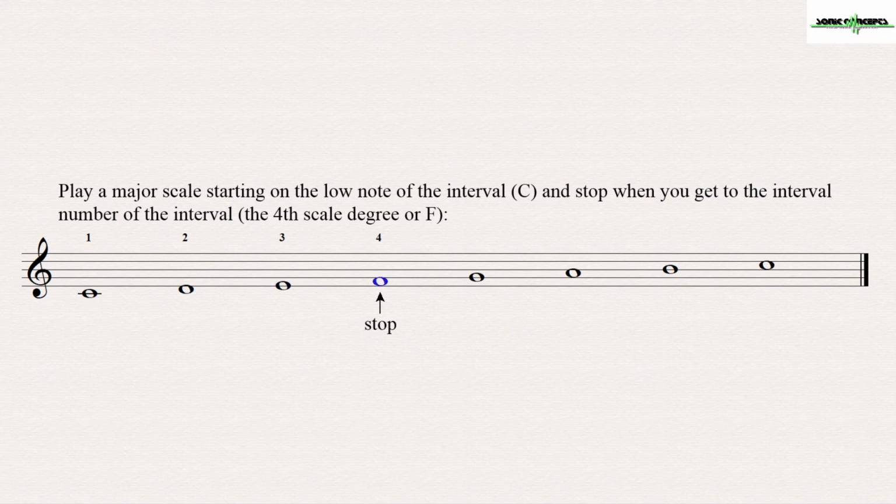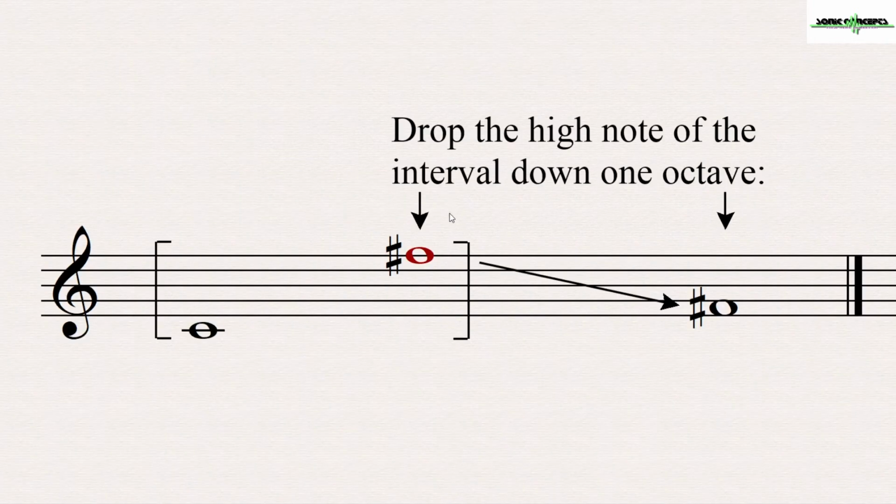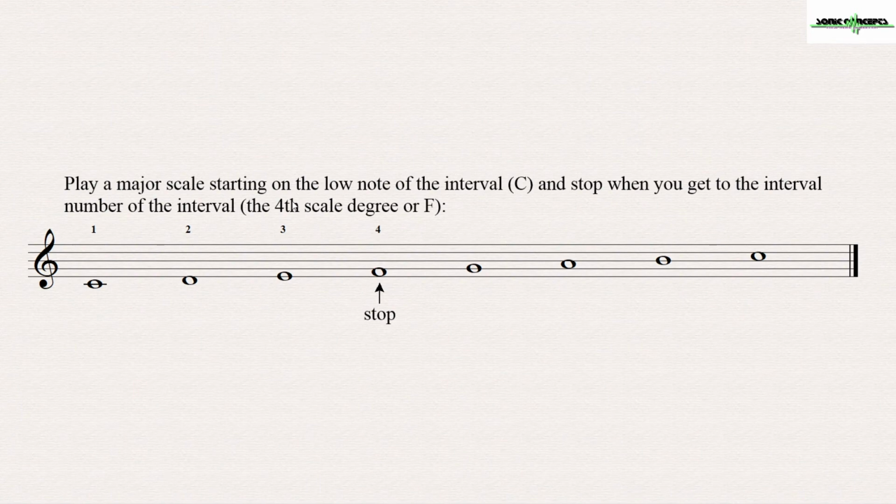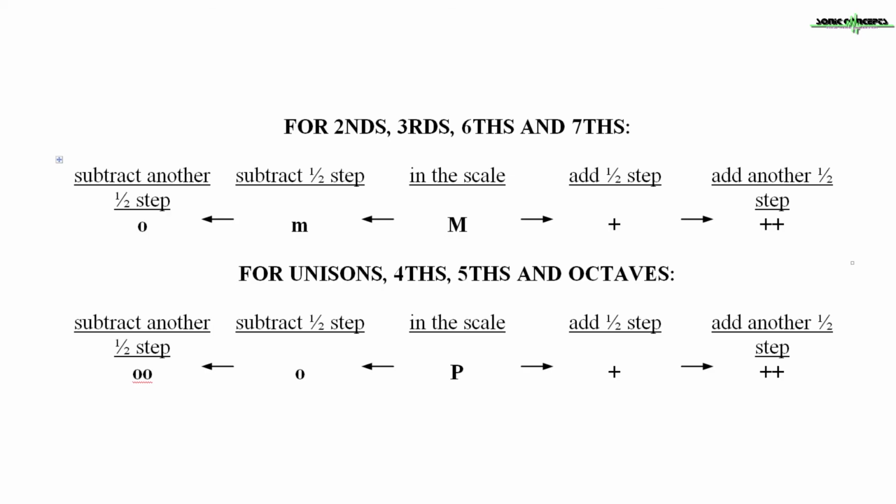The C major scale has an F natural for the 4th scale degree. However, our interval in question has F sharp as its high note and does not match the note found at the 4th scale degree of the scale built from the low note of the interval, the C major scale. We now consult the second half of the interval formula to determine the interval quality for unisons, fourths, fifths, and octaves, since the interval number is a fourth. According to the interval formula, if a fourth is in the scale, it's called perfect.